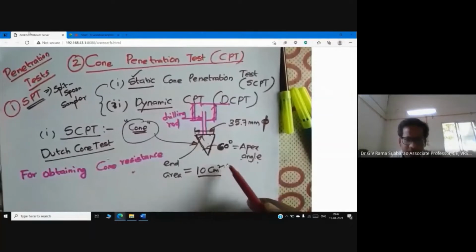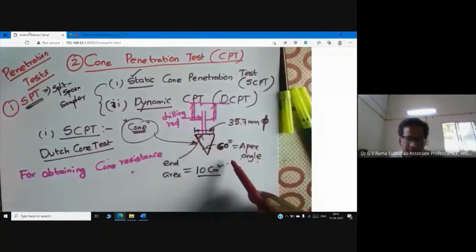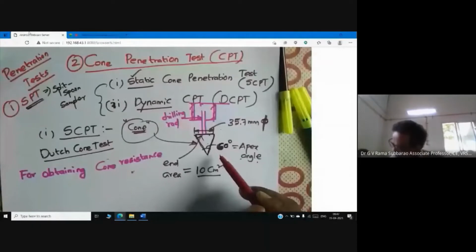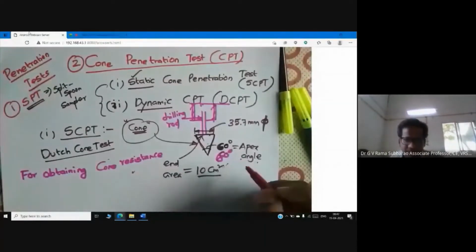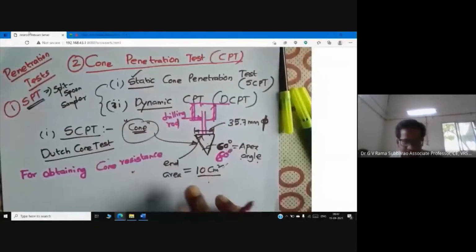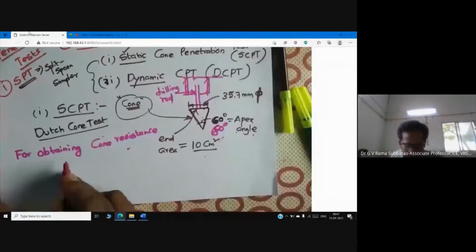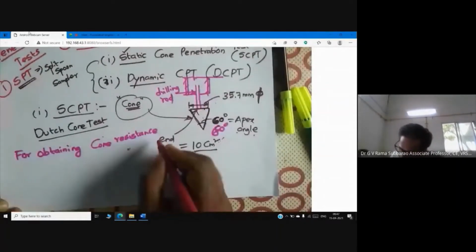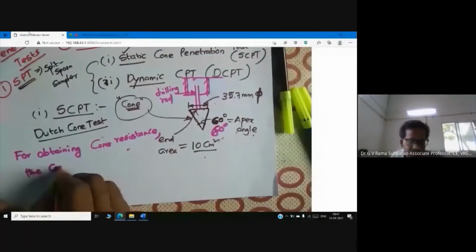The end of the drilling rod is attached with the cone. This cone has particular specifications. Keep these specifications in mind. It has a 60 degrees apex angle, an overall diameter of 35.7 mm, and an end area of 10 centimeter square. Now, let me discuss. For obtaining cone resistance, the cone is pushed down.